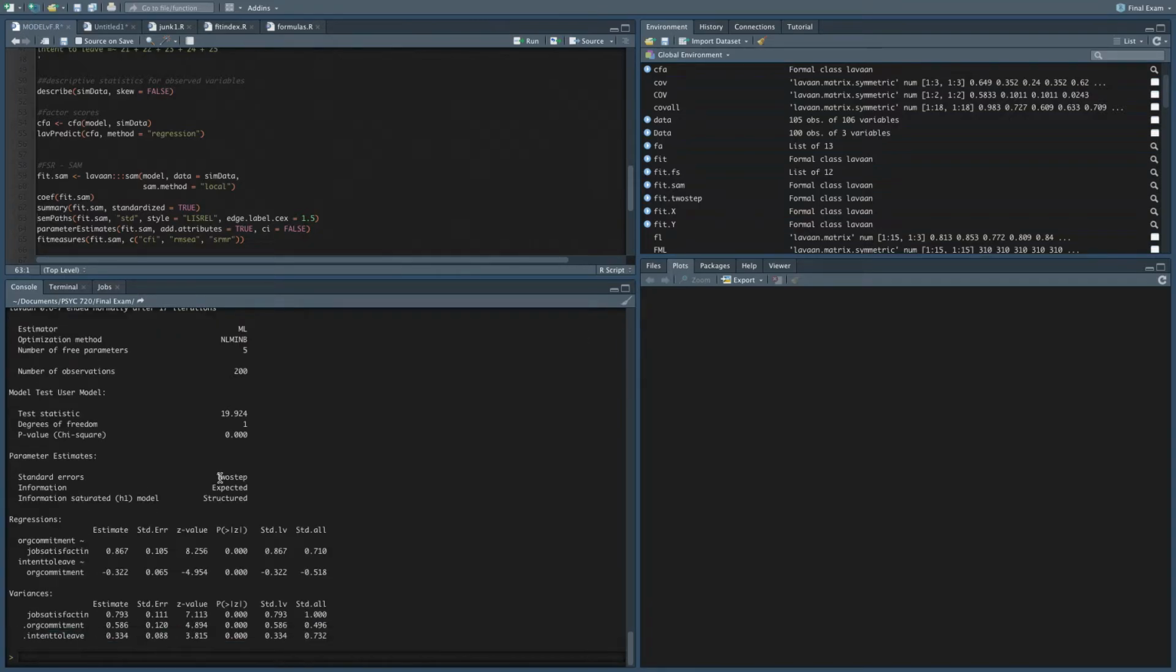Standard errors, basically saying 2-step was used. Like I said, there's not a whole lot of information on this exact code, but I'm pretty sure that 2-step is how they estimated the standard error, and 2-step is referring to factor score regression, because it's stepwise. His version of this before was called 2-step, so I think it just uses the same type of standard error estimate. Information expected, information saturated, structured. That's just how it's estimated. Like I said, there's not a whole lot of information on that.